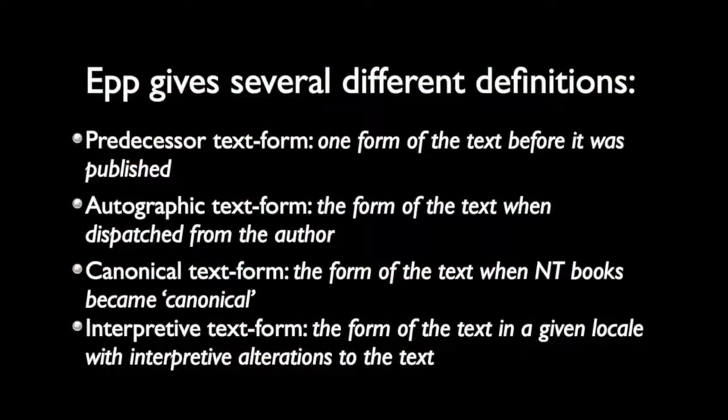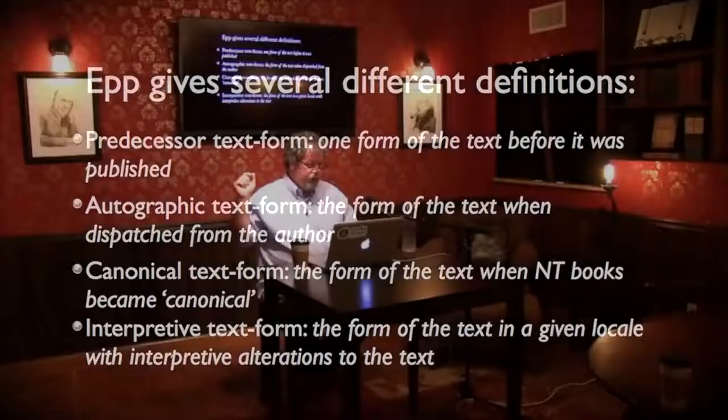And finally, there's the interpretive text form, the form of the text in a given locale with interpretive alterations to the text. And that's the form of the text that any given area is going to have until the time of the printing press, which has to be different from the form of the text in any other area, because these are handwritten manuscripts. They won't be identical. So what are we considering to be the original text?